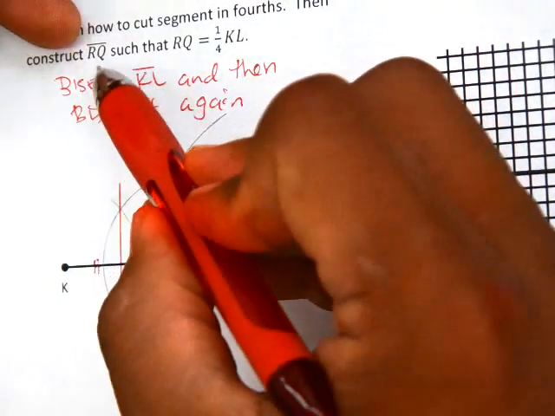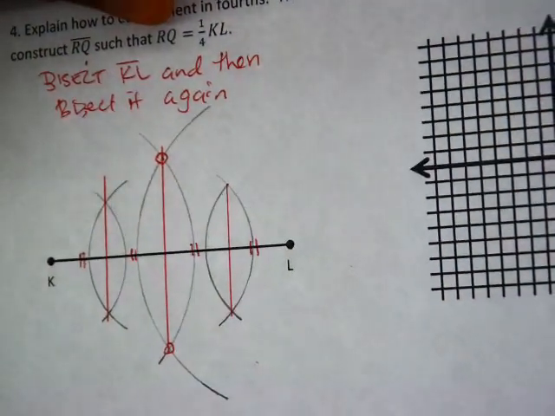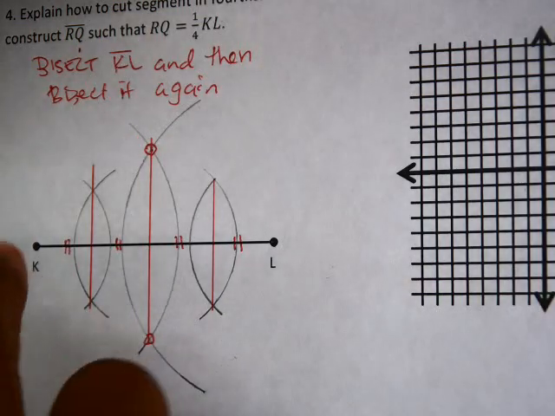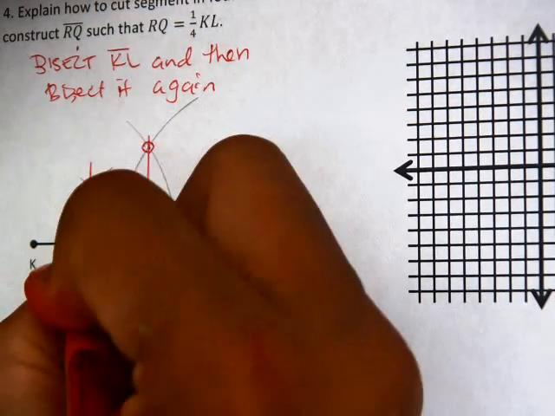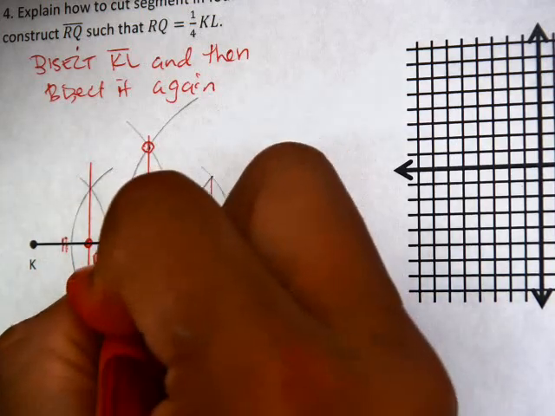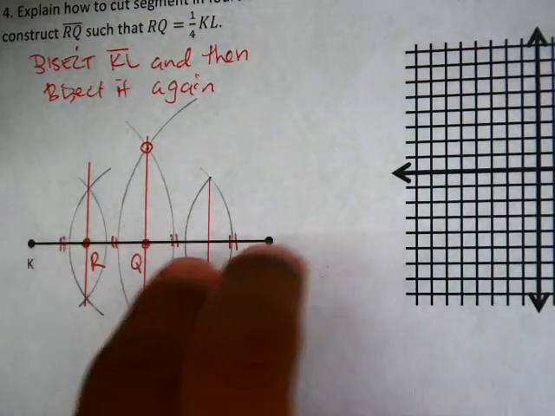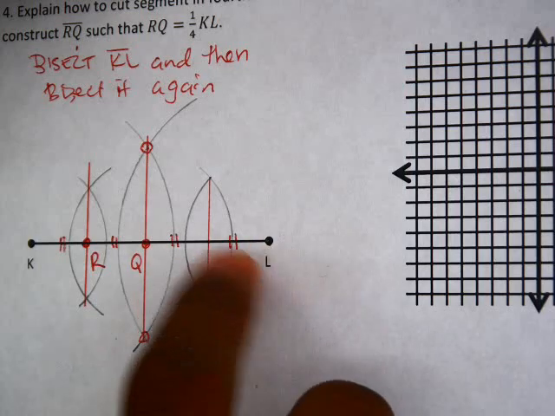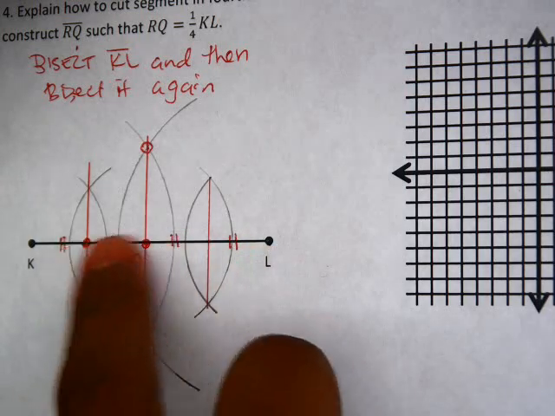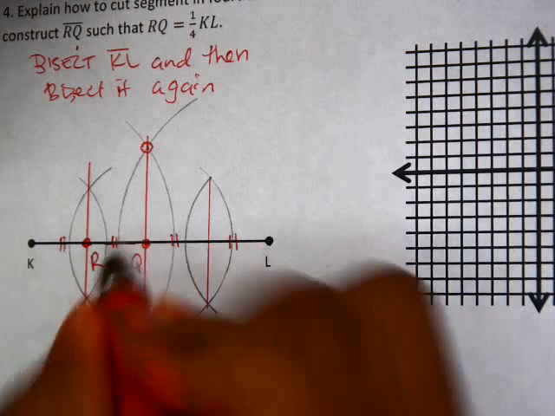I was supposed to construct a line segment RQ so that it's 1/4 the length of KL. So I can pick any of these lengths to be R and Q. So I'll call this R, and I'll call this Q. I can't use the endpoints because they already have a letter attached to them. I can't just name this Q and say that's R and Q. So I have to use one of these. So there's RQ.